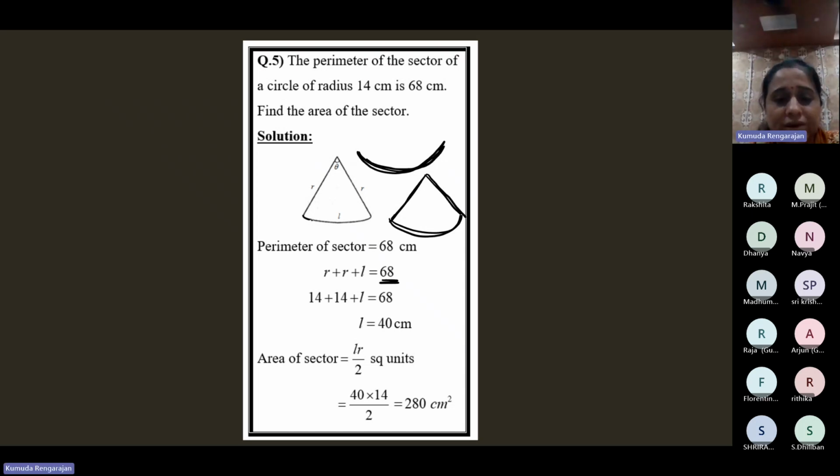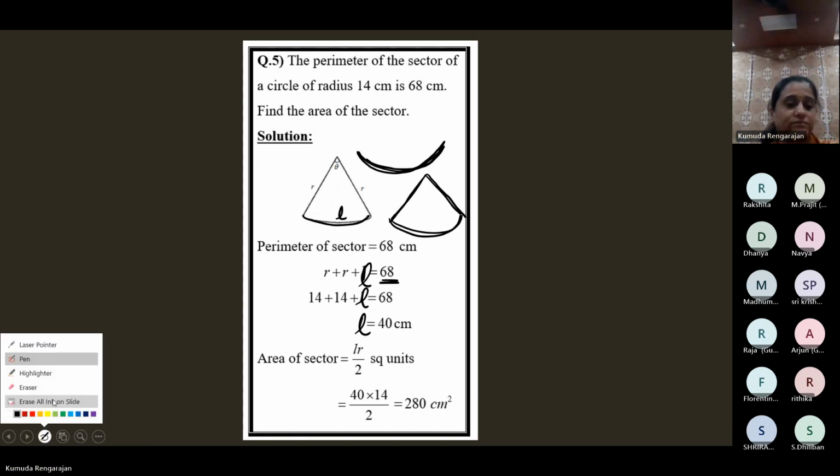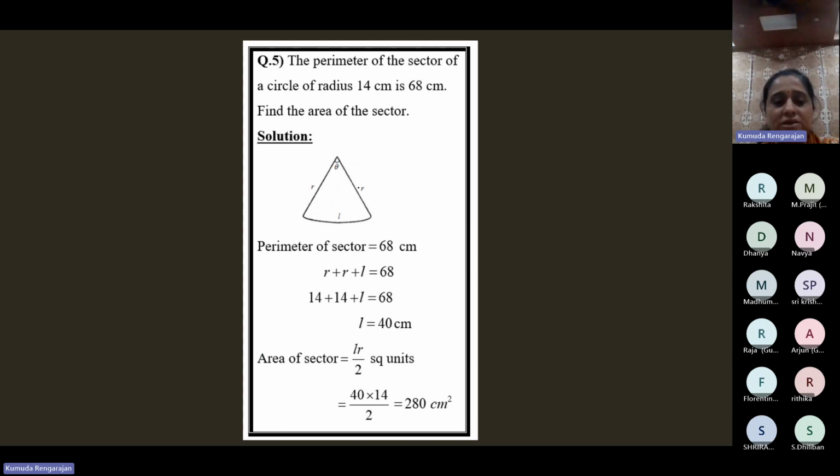So normally we call this one L, length of arc, L. That's not one, children. Length of arc, L. So perimeter is 68. So you get L is equal to 40.